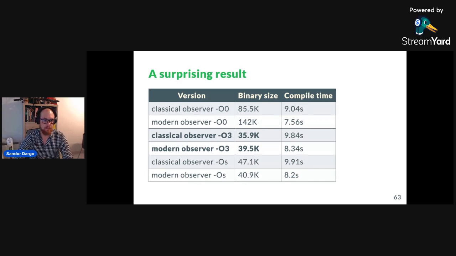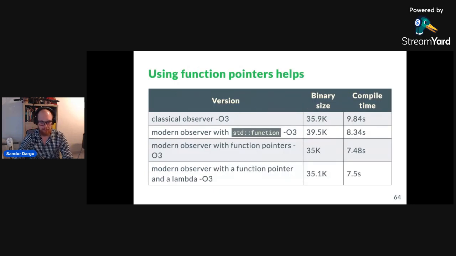And still, the modern observer is compiled to a bigger binary. So I spent quite some time trying to understand it, but I couldn't really find the reason until I realized that the way we pass that function to the observer's constructor matters a lot.